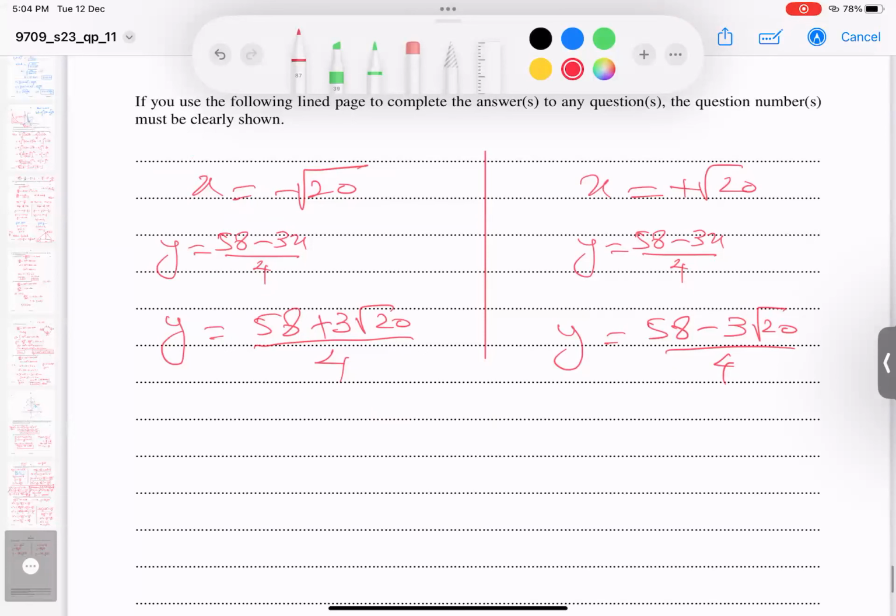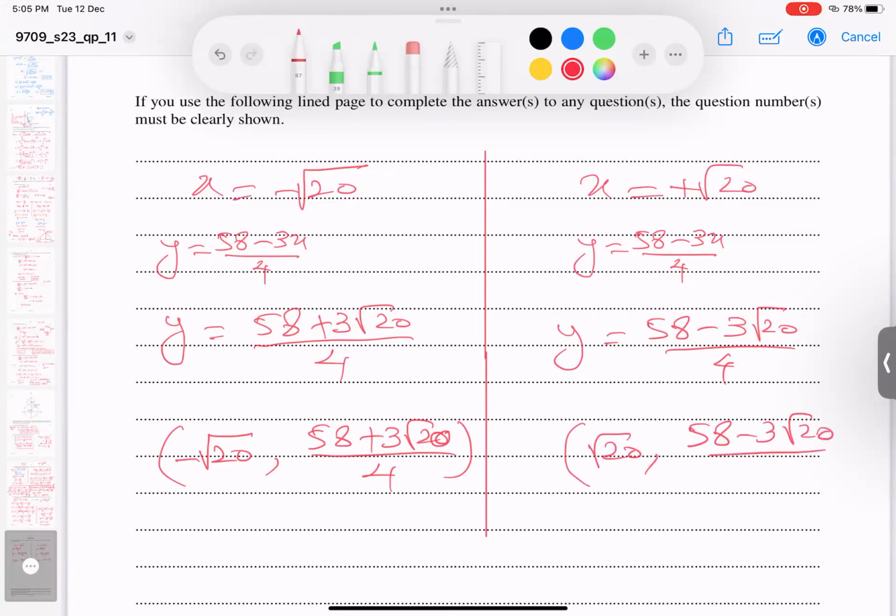So what is the answer, students? You know, first the x value and then the y value. So negative root 20, comma, 58 plus 3 root 20 over 4. But we have to do some extra work, I tell you, just finally. And what is that extra work? Root 20, comma, 58 minus 3 root 20 over 4.